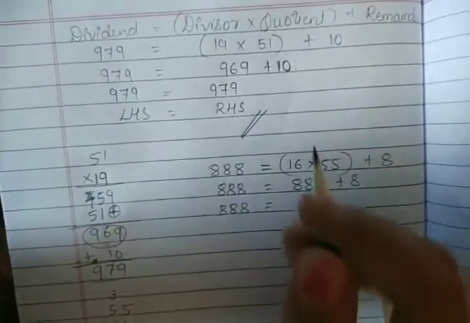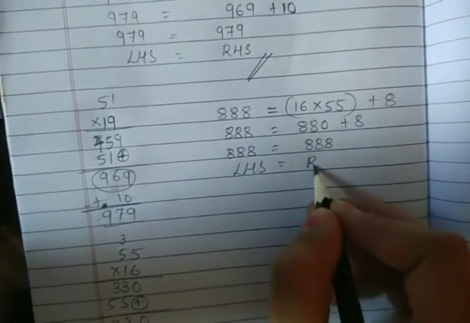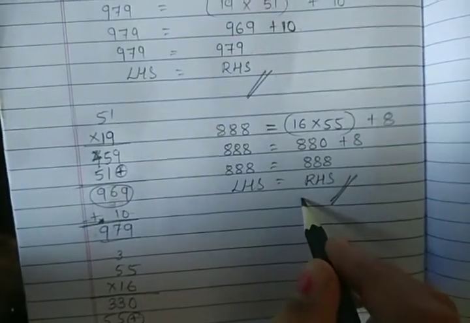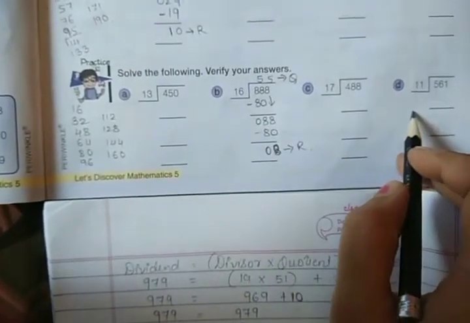Now we got the same answer on both sides. LHS is equal to RHS here. So this answer is correct. Okay, the sum is correct here. Now the remaining sums A, C and D, again you will solve and you will send me.